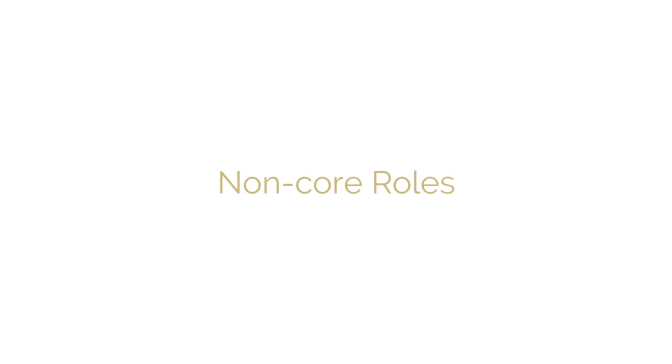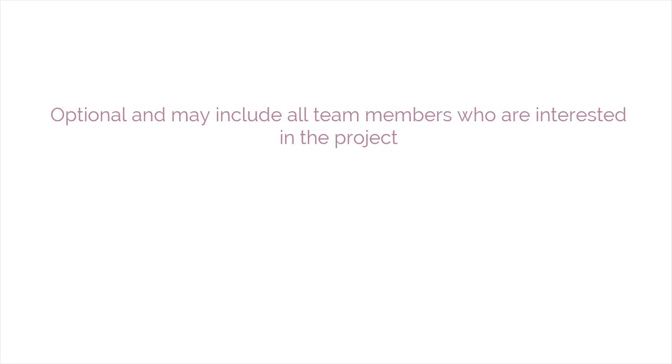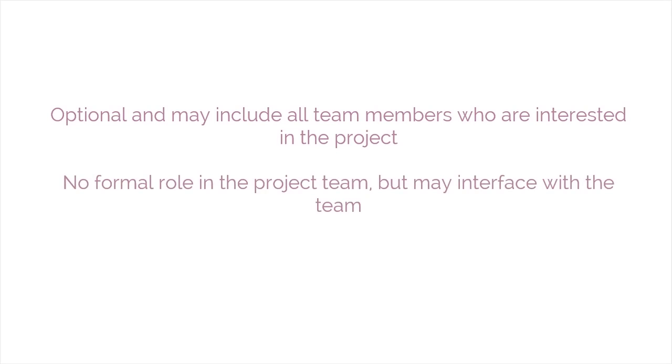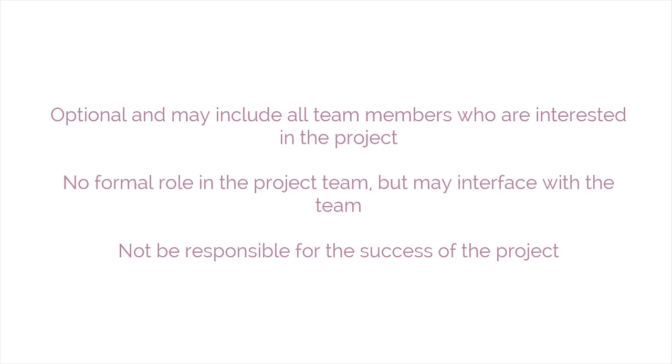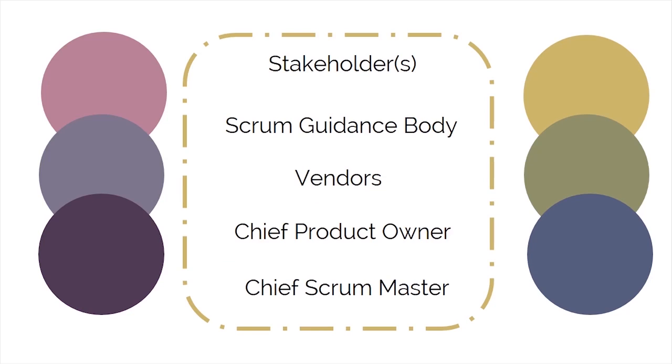Now, let's take a closer look at the non-core roles. The non-core roles are optional and may include all team members who are interested in the project. They have no formal role in the project team, but they may interface with the team. However, they may not be responsible for the success of the project. The non-core roles should be taken into account in any Scrum project. So, who is involved in non-core roles? Stakeholders, the Scrum guidance body, vendors, the chief product owner, and the chief Scrum Master. Let's meet these people one by one.